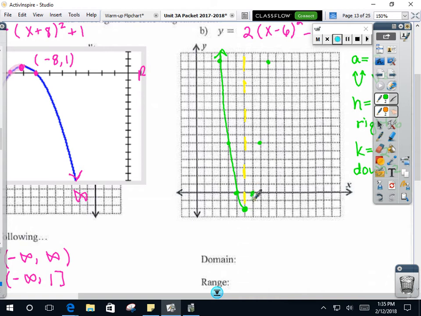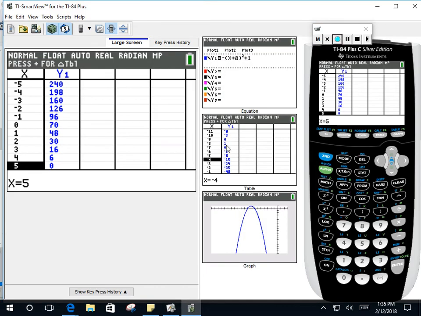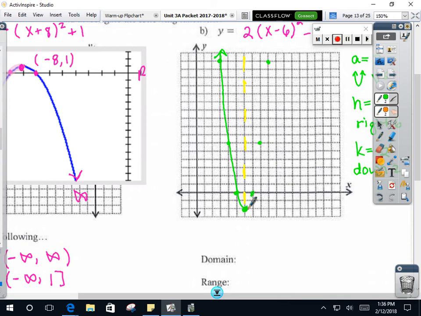Now remember though, if you can't remember how to get your first points, look at A. You could have always found them on the table. There they are, (5, 0) and (7, 0). And then there's your vertex, (6, -2). Okay, so now I'm going to finish connecting it, and now I'm going to answer those questions.